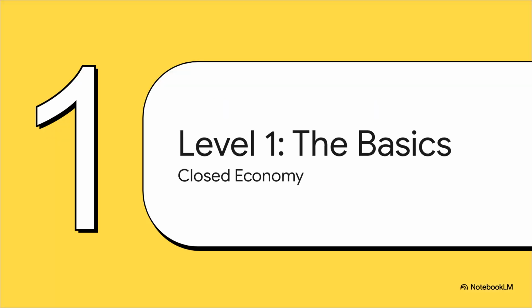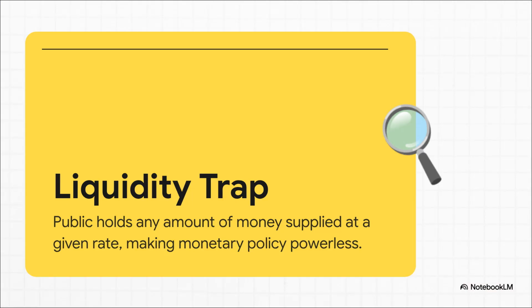All right, let's kick off our foundational class. Level 1, the basics of the closed economy. So in a basic, closed economy, governments typically rely on fiscal and monetary levers. Things like adjusting spending or having the central bank tweak interest rates to keep growth steady. But sometimes, this classic model hits a massive brick wall. So the crucial point here is understanding what we call a liquidity trap.